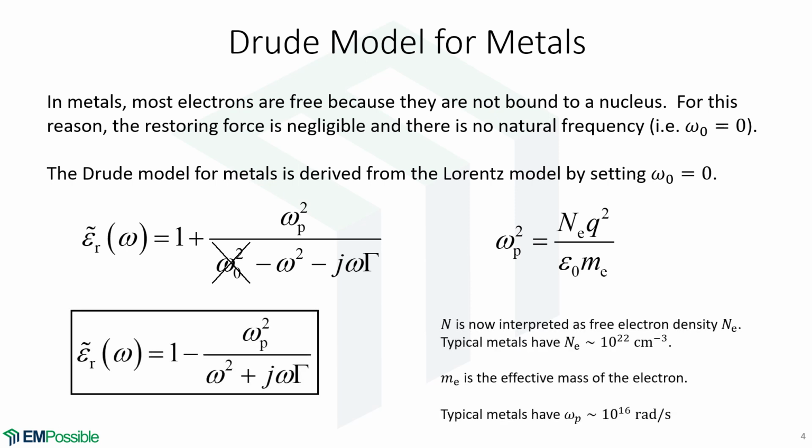Our equation for plasma frequency does not change. We can interpret things a little bit differently now. N is now interpreted as the free electron density, and I'll write that as N sub E from this point forward, just to make that note. m_e is still the mass of an electron. And to give you an idea for plasma frequency, the typical plasma frequency, I'll say 10 to the 16. It's usually in the extreme ultraviolet for metals. So that is super high frequency.